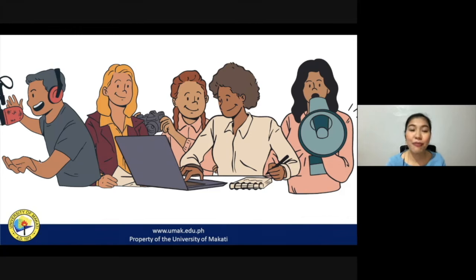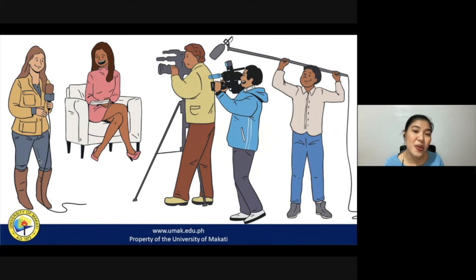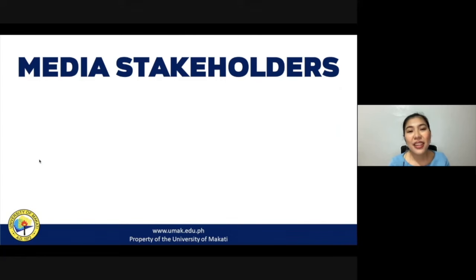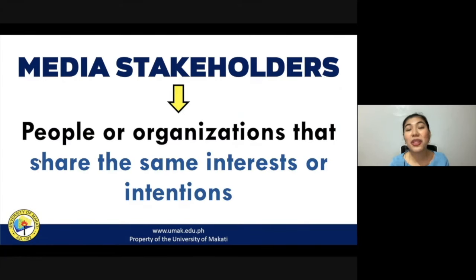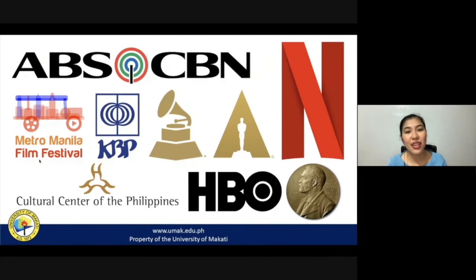Some examples of media producers, of course, include journalists, writers, directors, recording artists, photographers, television hosts, cameramen, sound and lightsmen, etc. Media stakeholders, on the other hand, are people or organizations that share the same interest or intentions. And because they share the same interest, they create a group. They create connections with other people that they have commonalities with in terms of producing and consuming media. Here are some media stakeholders.